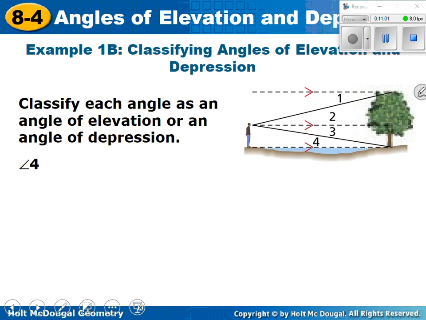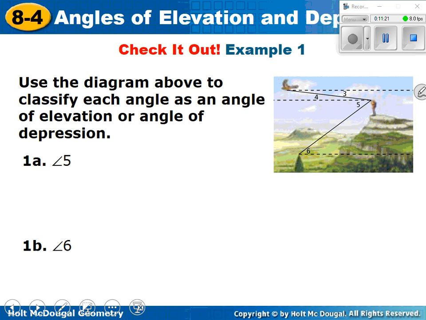Look at the next one, angle 4. Are you going up from the horizontal or down from the horizontal? Up. And again, find your horizontal line and then ask yourself, how do you make the angle? You go up from the angle. So that's an angle of elevation. All right, you and your partner try the next two. Figure out what angles 5 and 6 are.